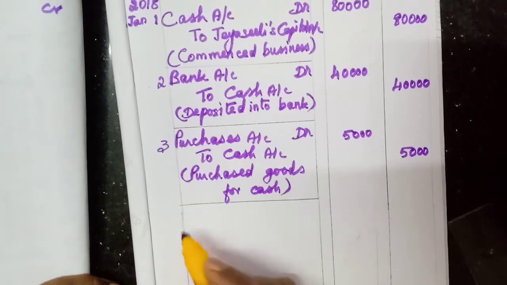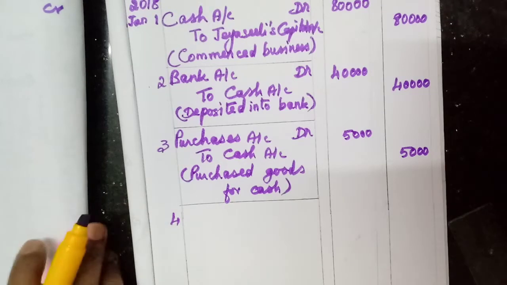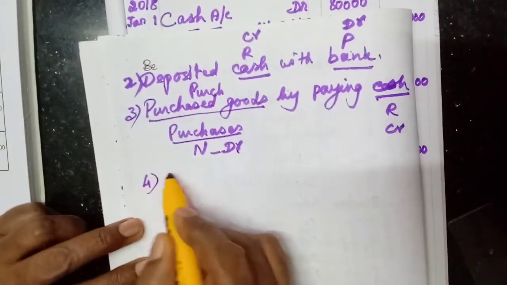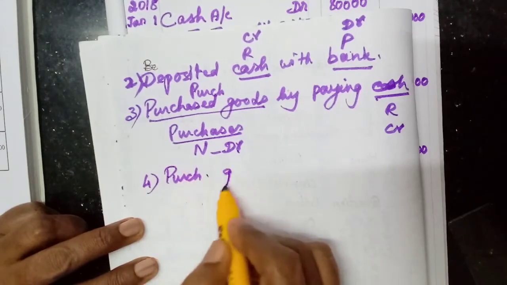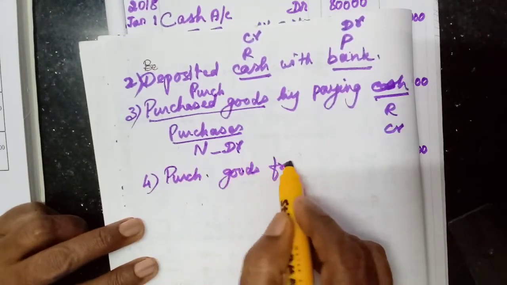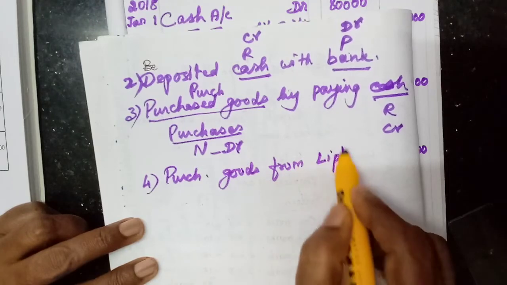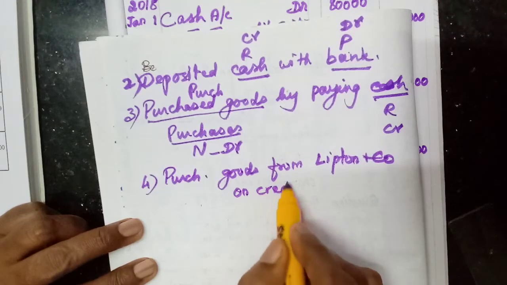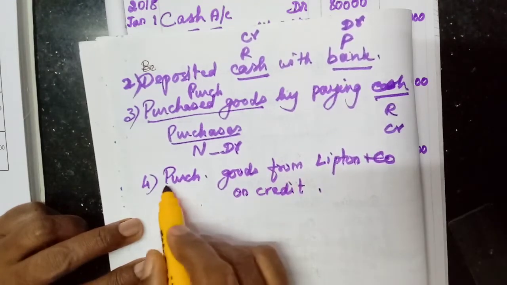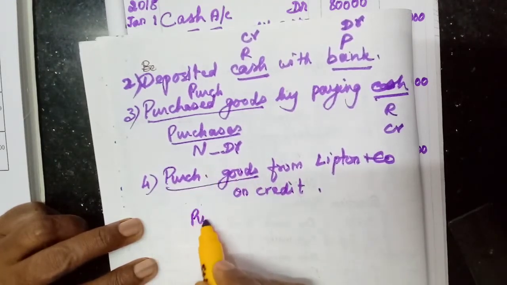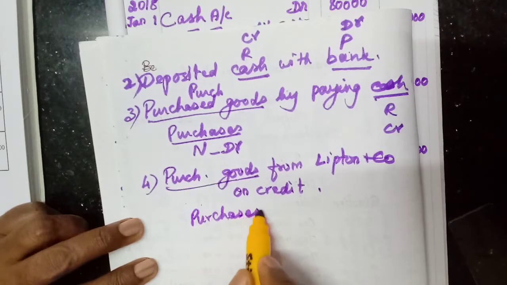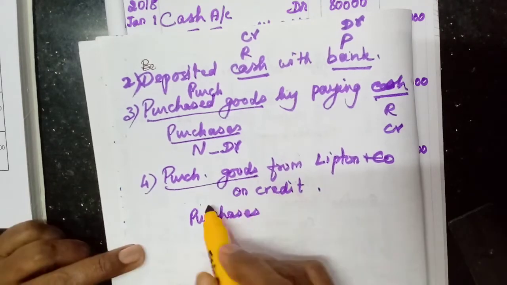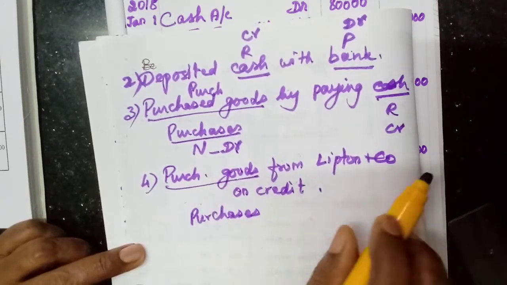The next date is 4. Okay. What is the 4th transaction? Purchased goods from Lipton and Co. on credit. Okay, here purchased goods, you know, that is purchases. Okay, then Lipton and Co. on credit. So this is not a cash transaction. Cash will not come. Okay.